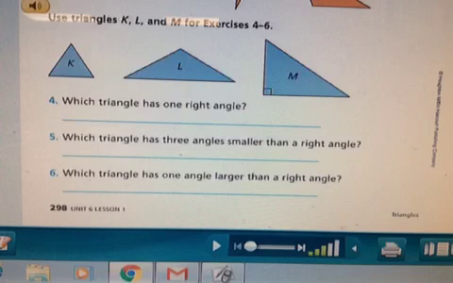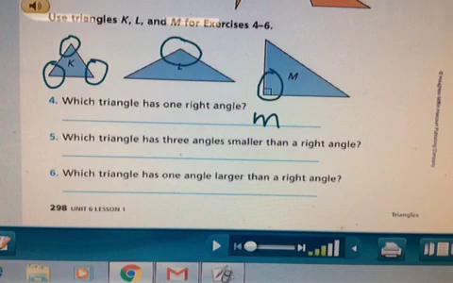And you can see here, this one has a square, so our answer is M. Number 5 says, which triangle has all three angles smaller than a right angle? Are all three angles smaller here, or are all three angles smaller here? This angle is really big, and it looks bigger than a right angle, so that means it can't be smaller. But all three of these are smaller than a right angle. They're closer together. So K is our answer for number 5.